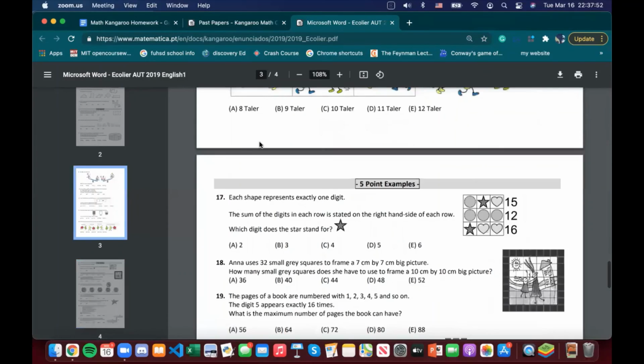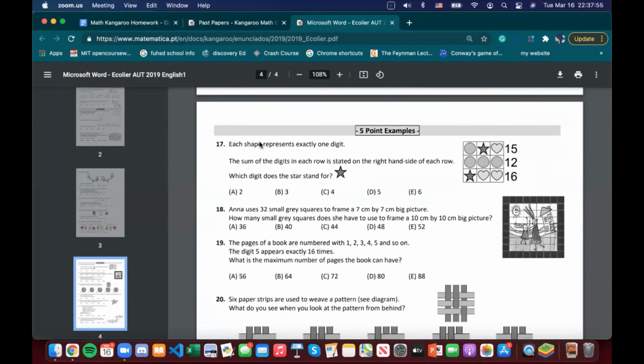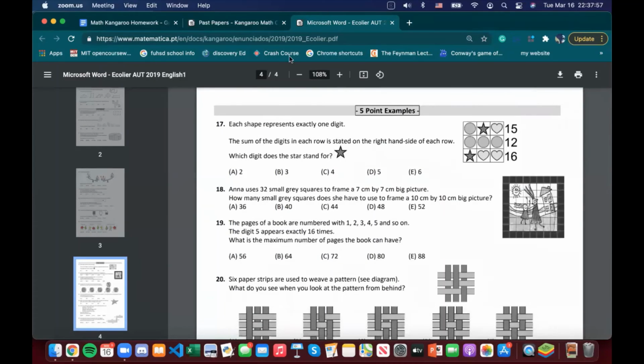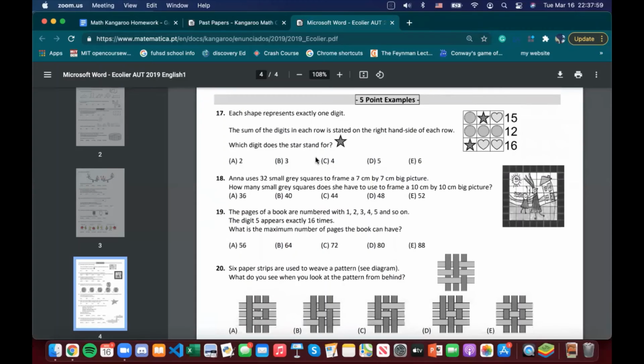We are going through these questions super fast. I'm guessing this one was just a really easy competition. Okay. Let's do 17, and then we'll go on to problem strategies. So each shape represents exactly 1 digit. Some of the digits in each row is stated on the right-hand side. What digit does the star stand for?